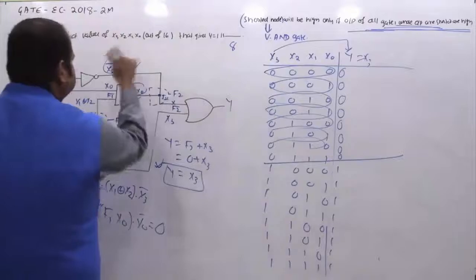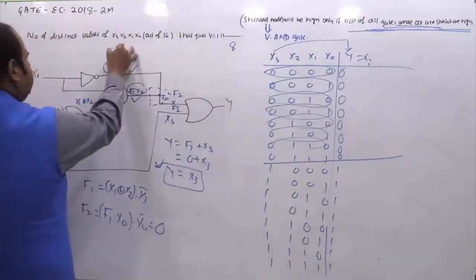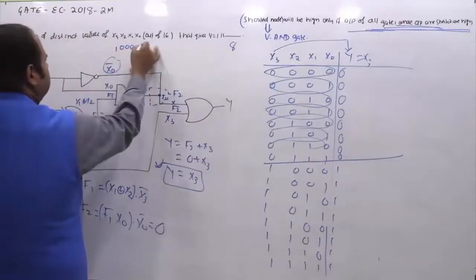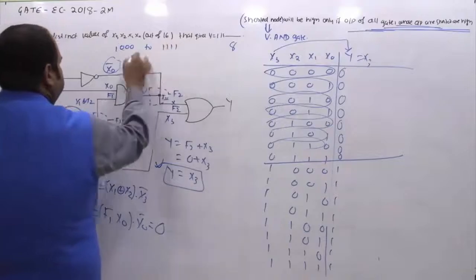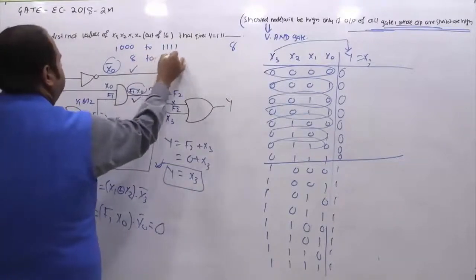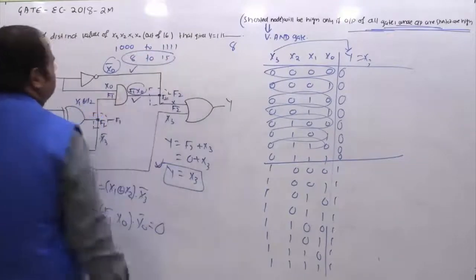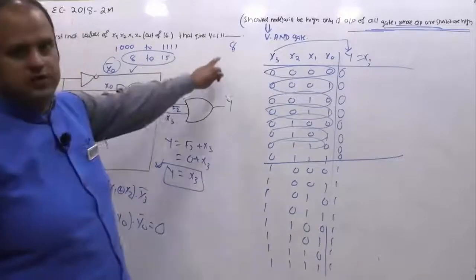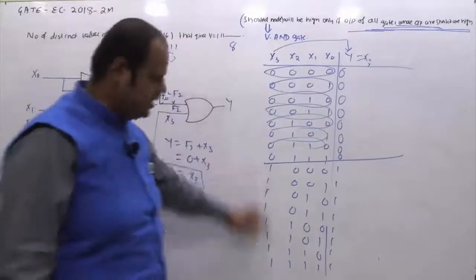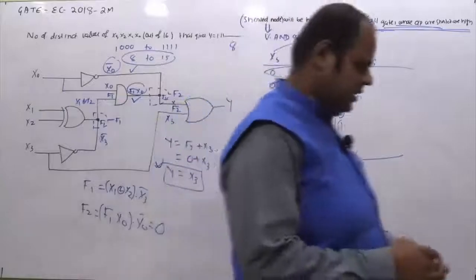So what are the values of X3, X2, X1, X0? This starts with 1000 up to 1111. That is, in decimal form, 8 to 15. When X3, X2, X1, X0 take such values, output is 1. So how many such combinations are possible? 8. So the answer is 8.